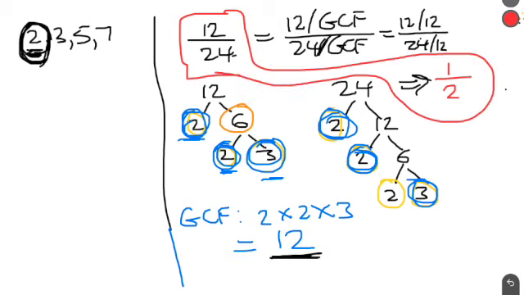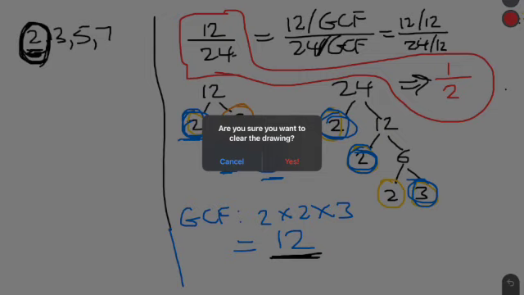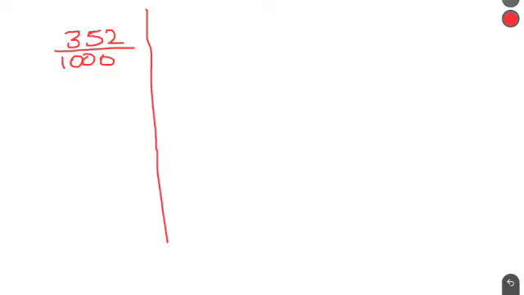Okay, so now let's take this method and apply it to a big number, because that was the intent of showing you: how to use it for a big number. So we have 352 over, I think it was 1,000. That was our number here. So we look at, first of all, 352.